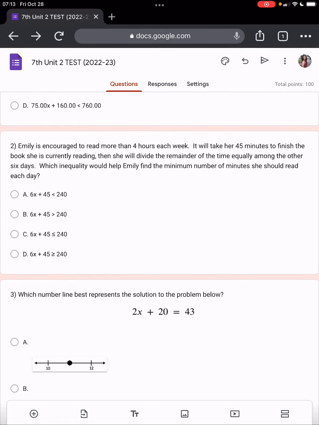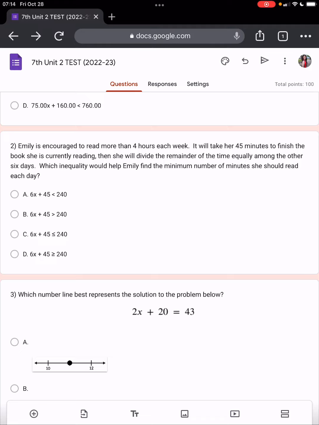Number 2. Emily is encouraged to read more than 4 hours each week. It will take her 45 minutes to complete the book she is currently reading. Then she will divide the remainder of the time equally amongst the other 6 days. Which inequality would help Emily find the minimum number of minutes she should read each day?